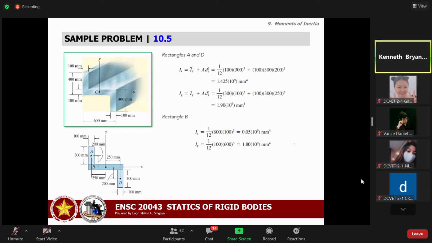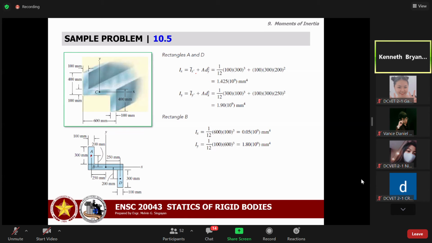Okay? So, kaya wala siyang A dy squared and A dx squared because, take note, dy and dx is the distance of the centroid from the reference axis. Eh, yung centroid nasa reference axis, so yung value ng dx and dy is 0. Kaya wala siya. It coincides with the location of the origin. Kaya this one, I bar x prime lang.